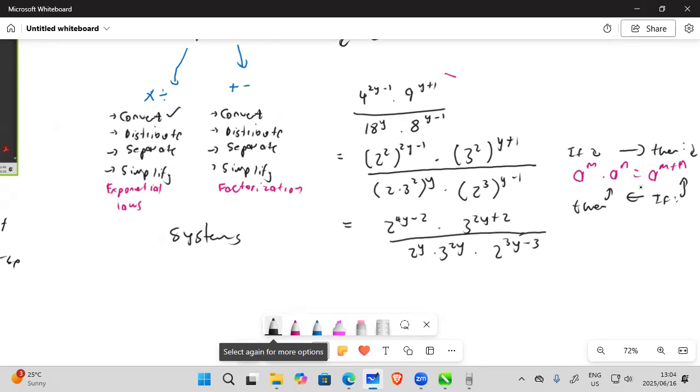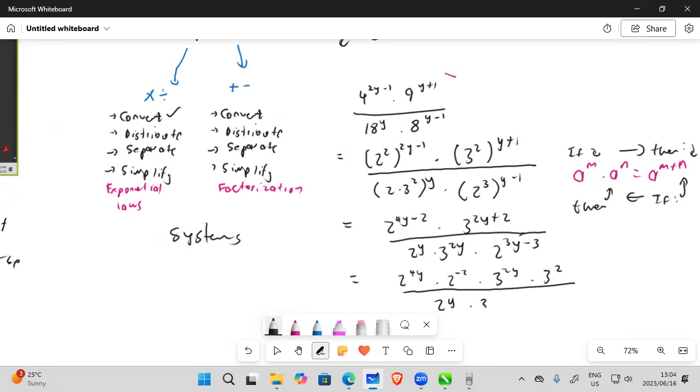And so now we need to go in the reverse direction for the purpose of separating. If we do that, we'll have 2 to the power 4y multiplied by 2 to the power minus 2. Whenever multiplying terms with the same base, add the indices. So we did not change the question, we re-expressed it for the reason I will mention just now. This will be 3 to the power 2y multiplied by 3 squared over 2 to the power y multiplied by 3 to the power 2y multiplied by 2 to the power 3y multiplied by 2 to the power minus 3.